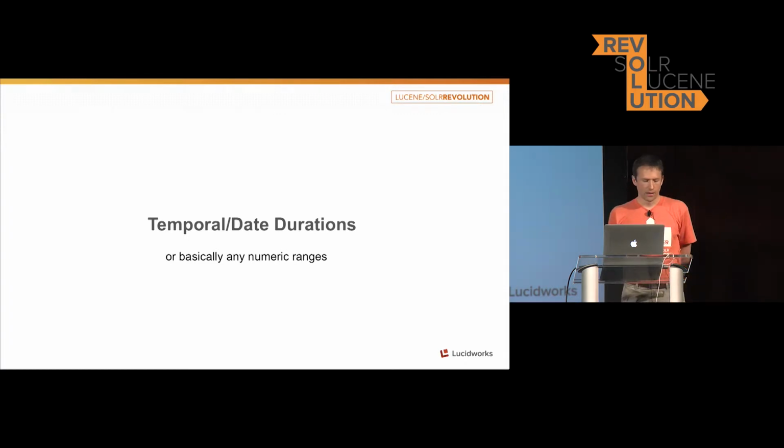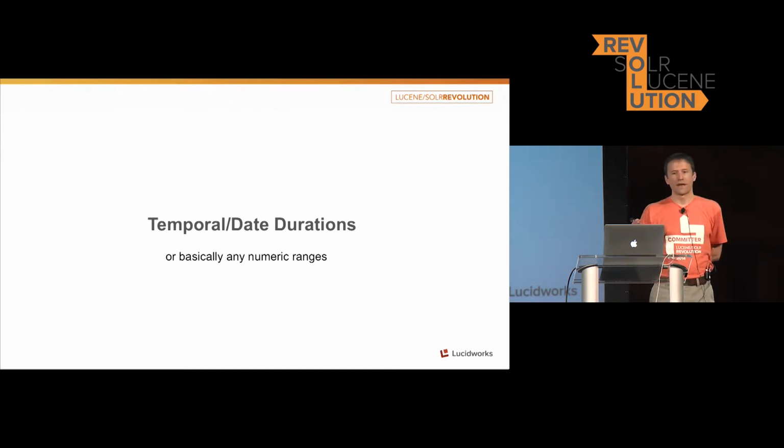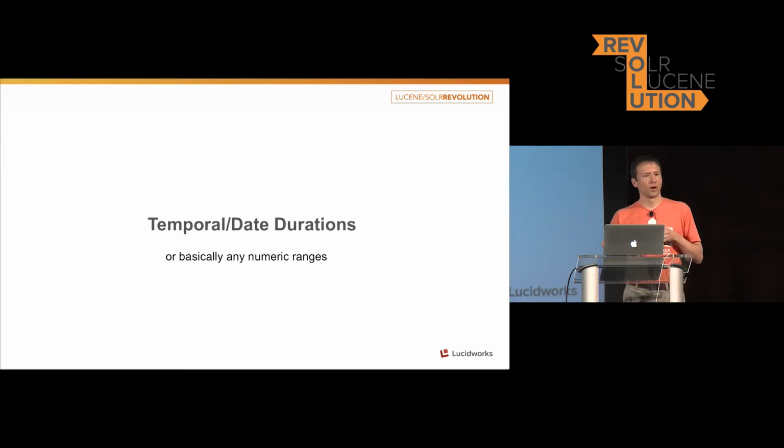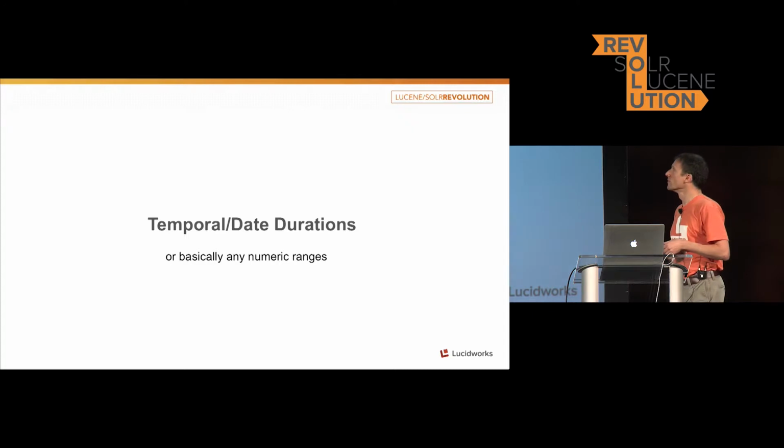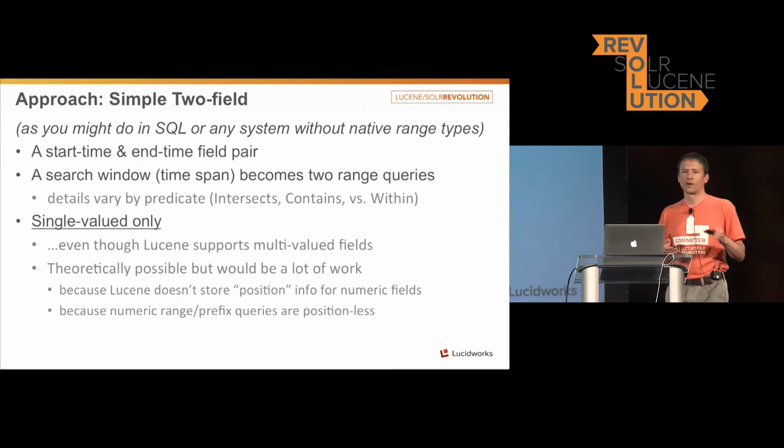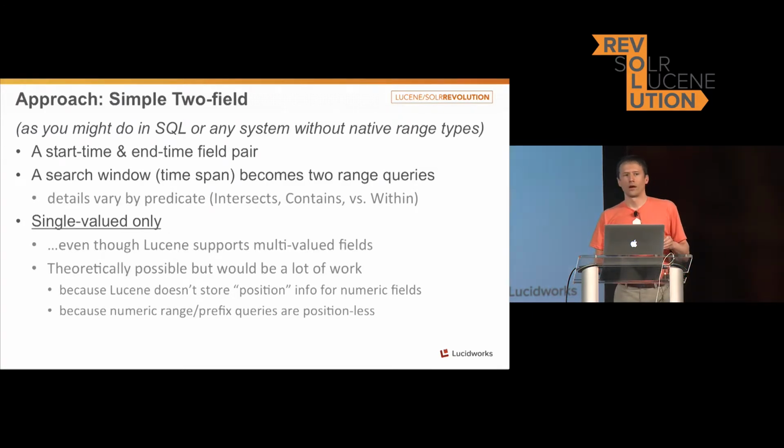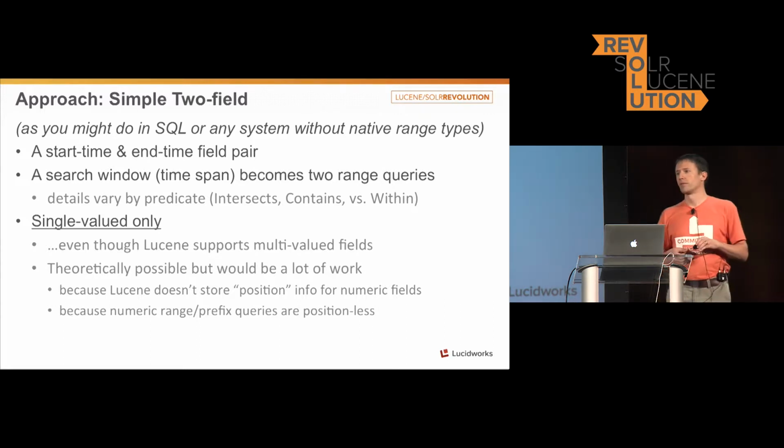If you're indexing just a single date value or multiple date values for Lucene or Solr or Elasticsearch, then the existing stuff works fine. This doesn't necessarily replace that. It's especially for durations. And by duration, I mean you have a start time and an end time, and you want to index that, and you want to search via ranges as well.